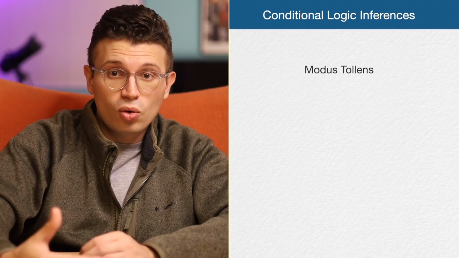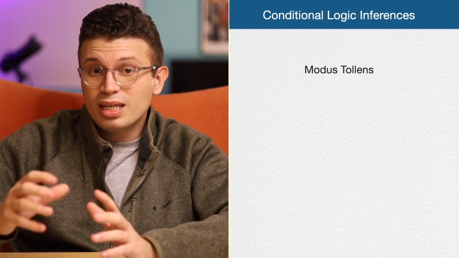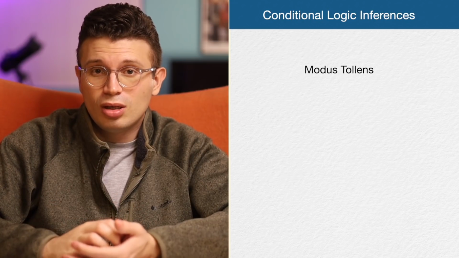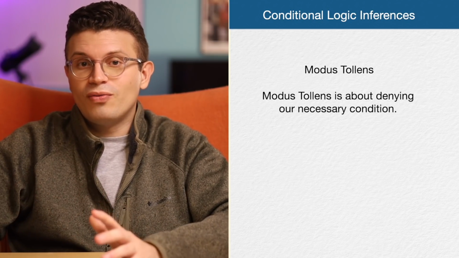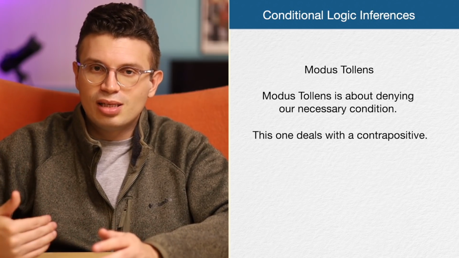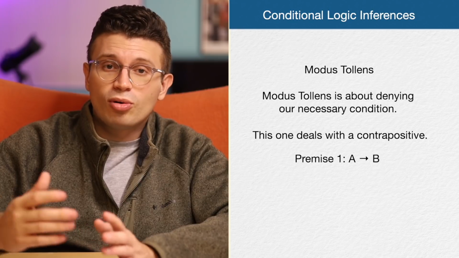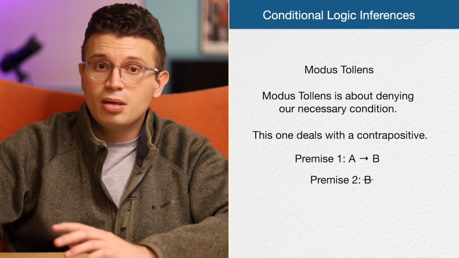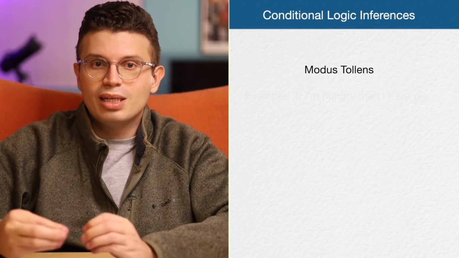Then we have modus tollens. So you saw that modus ponens dealt with affirming or agreeing, saying that we have our sufficient condition. Well, modus tollens is about denying our necessary condition. Spoiler alert, fellas, this one deals with the contrapositive, okay? So again, let's set it up in our simple abstract form. Premise one says, if A, then B. Premise two says, not B, we don't have B. What's the good inference we can conclude? We don't have A. Now we do an example.